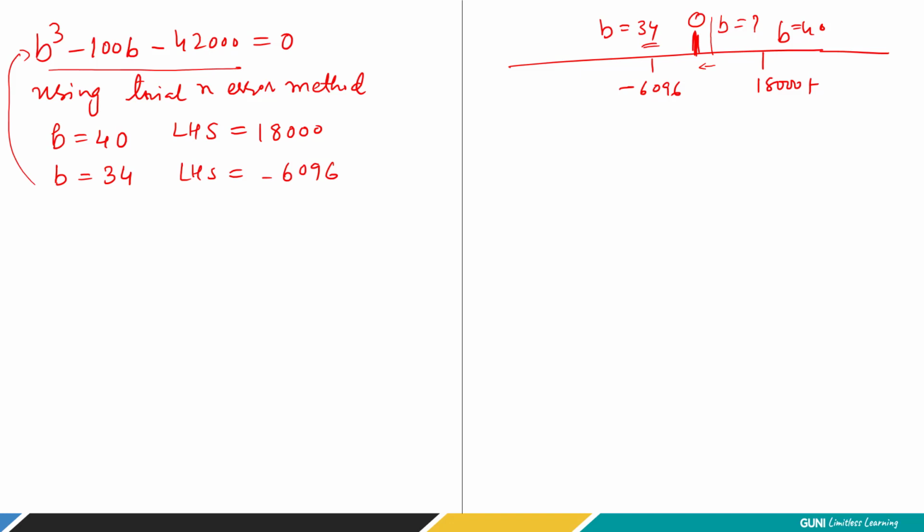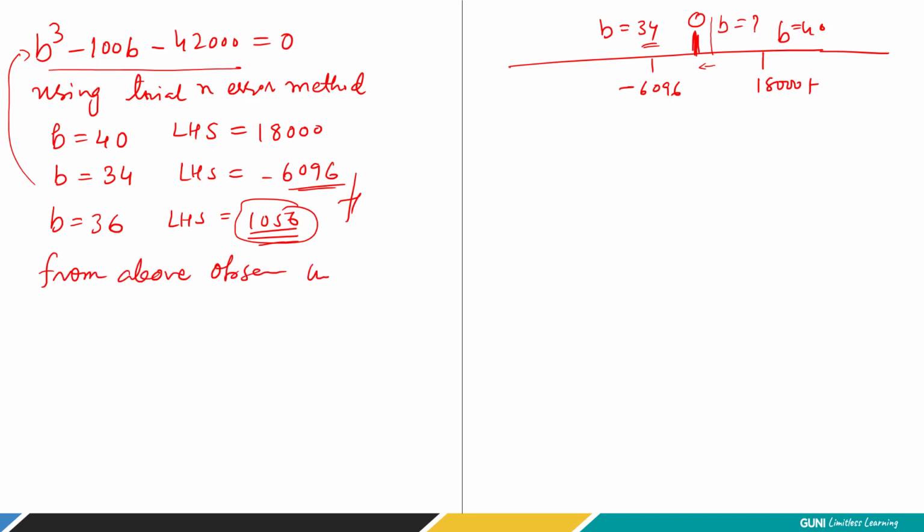So let's try the average of these two. That is B is equal to 36. So for B is equal to 36, we have a left hand side value equal to 1056. Okay. So this is the closest value. If you take, let's say 35, you may think this is positive and this is negative, right? So the average of that may give you a value nearer to 0, right? But here taking 35 is also coming out a negative value, which is more than the 1056. So from the above observation, we conclude that the value of B is 36, which is very close to 0, right? So the B value is 36.